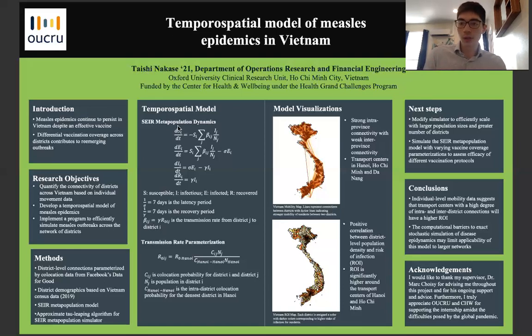Once this was complete, we looked to simulate this model across Vietnam. Unfortunately, due to time constraints of the project, I wasn't able to do extensive work on this, because computational barriers were still in place, and we still had to think about how to efficiently compute the probabilities that we want in order to answer the questions I posed earlier. So our next steps, which I've outlined here: how do we modify the simulator to scale with larger population sizes and a greater number of districts?